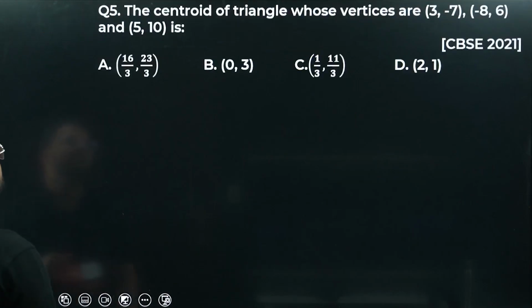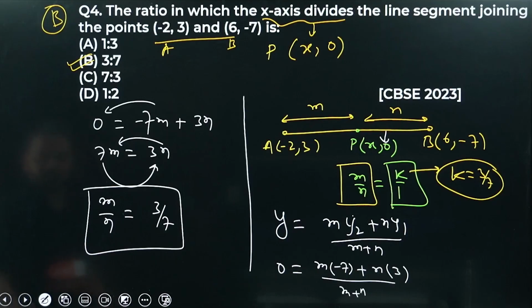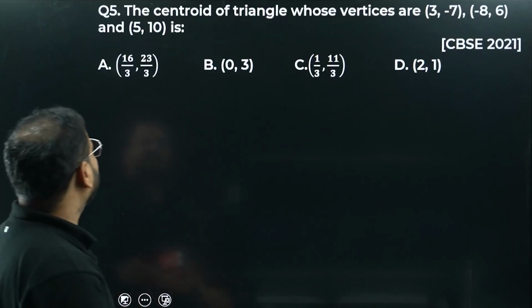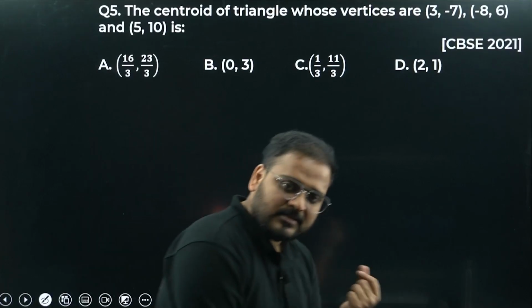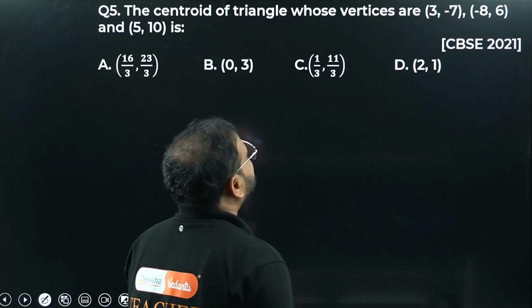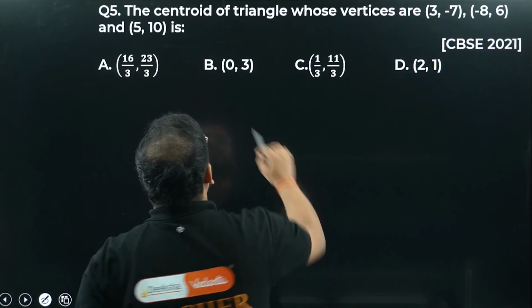Moving to question number 5 of the PYQ. This is clear, right? Any doubt in this? Of course not, right? Okay, question number 5. I've done this question. CBSE PYQ 2021 centroid. Please write the answer in the comment section. I hope all of you will get it. I think the answer was 0,3.